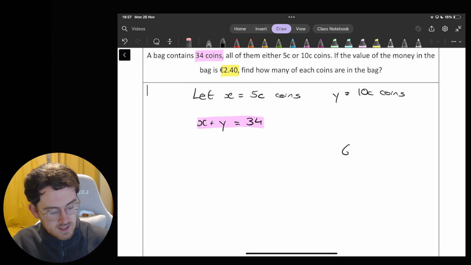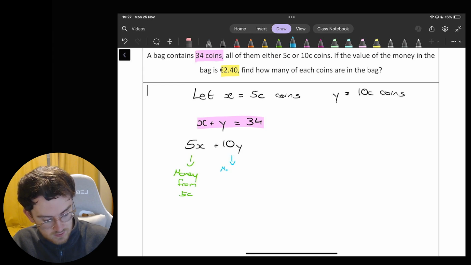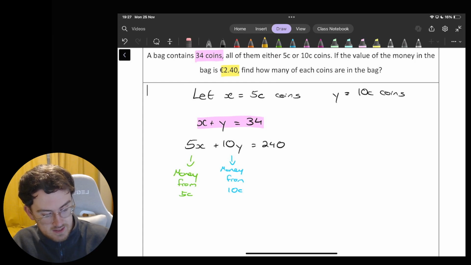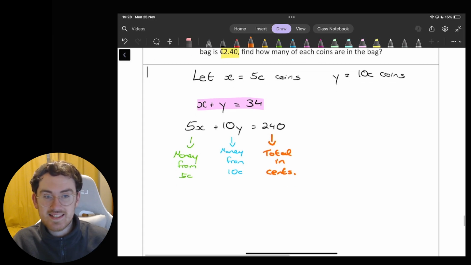So let's say if x was 6 and I have 6 5-cent coins, I have 30 cents just by multiplication. So if I have x 5-cent coins, then 5x is the amount of money that I have from the 5-cent coins. Then 10y is of course the money from the 10-cent coins. And how much money should I have? Well, considering that we've been working in cent, we'll keep it in cent, so this is the total in cents at the end there.